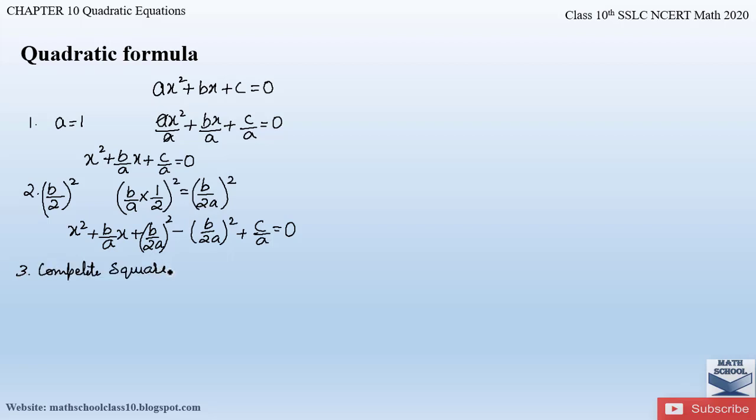So here if you observe in the equation, the first three terms is of the form a square plus 2ab plus b square form. So formula for this is a plus b the whole square, right? a plus b the whole square is nothing but a square plus 2ab plus b square. So we are going to apply this here and we are going to complete the square by writing in the form a plus b the whole square.